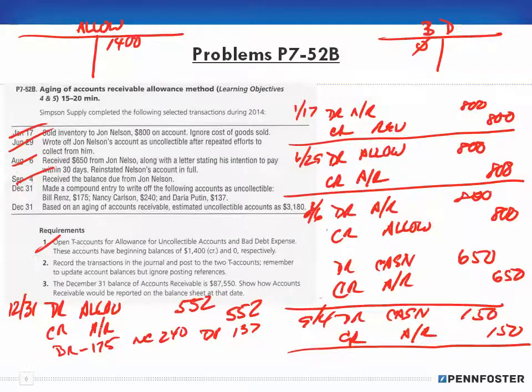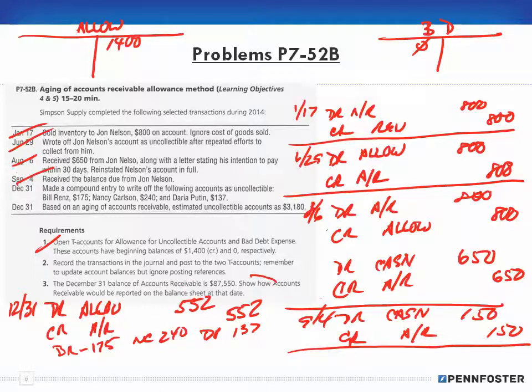And then, of course, when you go to post this journal entry, you're going to post the $552 to the general ledger account, right? But remember, whenever you post to an accounts receivable or accounts payable, you have to put it in two places. You put it directly to the general ledger account, and you also have to put it to the subsidiary ledger account, right? And in the subsidiary ledger, that's where you would actually put the one for Bill Rentz, the 175, Nancy Carlson, and Daria Putin, all right? Because you're keeping that subsidiary ledger. You're not going to have 30 accounts receivables.